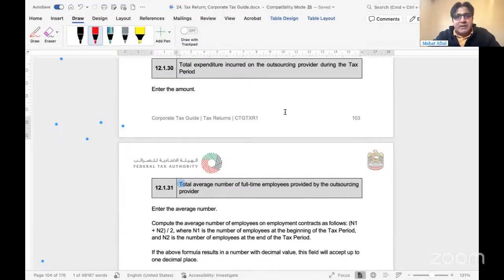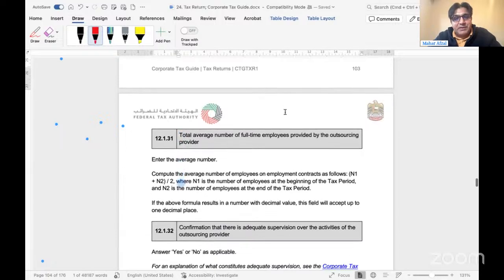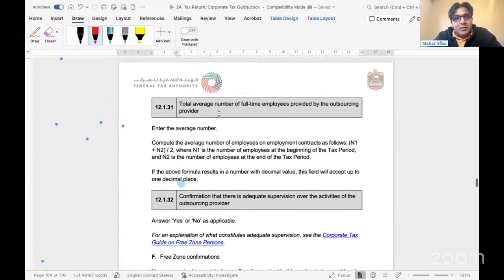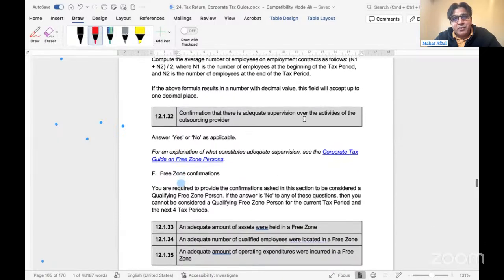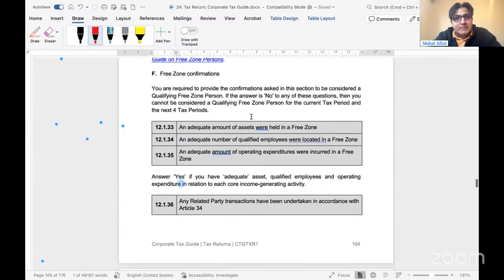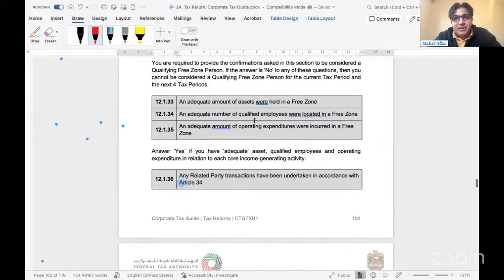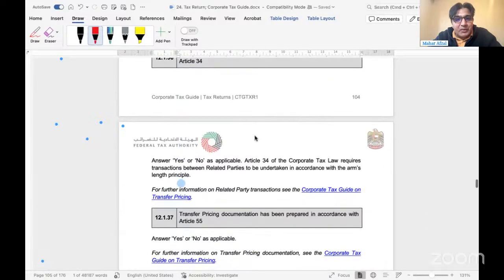Total expenditure incurred on the outsourcing provider during the tax period. Total average number of full-time employees provided by the outsourcing provider. Confirmation of adequate supervision. This is what I was asking. Now the free zone confirmation, adequate amount of assets. Assets they are asking, number of qualified. Guys, you can go through this very honestly.